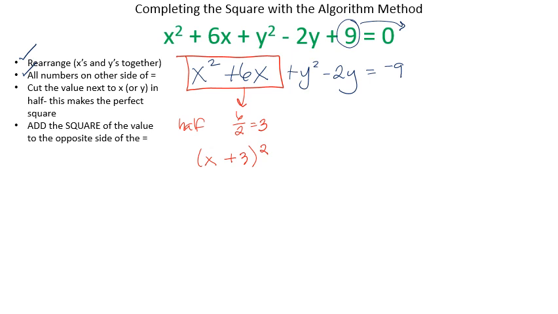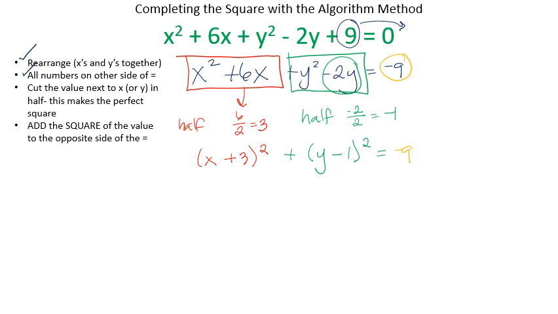So I'm going to do y next. So I have y squared minus 2y. The number next to the y is a negative 2. So I'm going to take that negative 2 and cut it in half. Half of negative 2 is negative 1, which means that the perfect square for a y is y minus 1 squared, right? Because I had a negative, so it has a minus here. This was a positive 3, so I have a plus 3 here. And then on the opposite side of the equals, I began with a negative 9. That's not just going to die off, it's still there. And so that was this part.